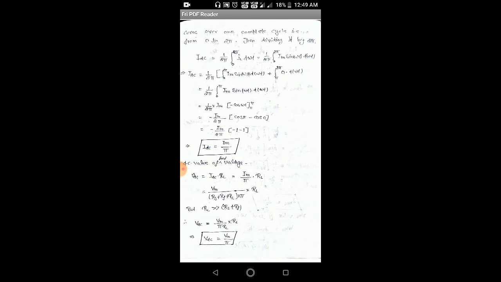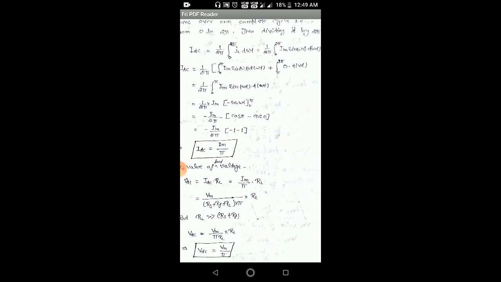So now integrate sin omega t and Im. First, this integration we break into two parts, 0 to pi and pi to 2 pi. For 0 to pi the output is obtained, meaning for the positive half cycle, but for the negative half cycle the output will be 0, meaning for pi to 2 pi the output will be 0. So for pi to 2 pi the integration will be 0.